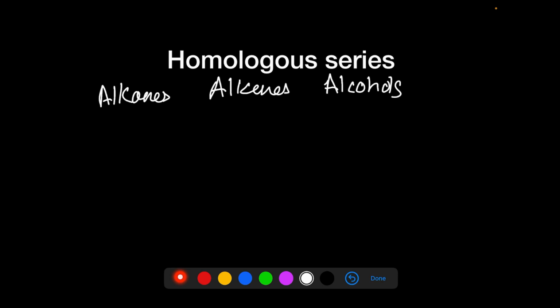Now we move on to homologous series. There are 4 homologous series. Let's start with the alkanes. We have the alkanes, alkenes, alcohols, and carboxylic acids.